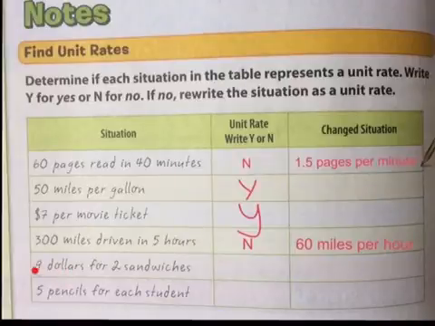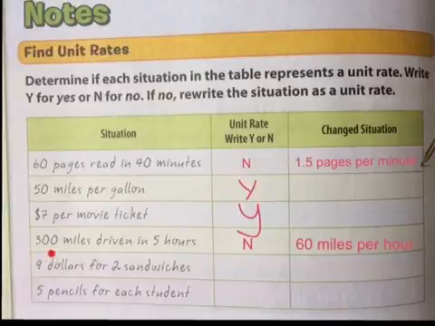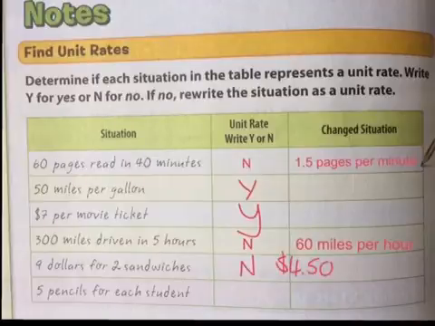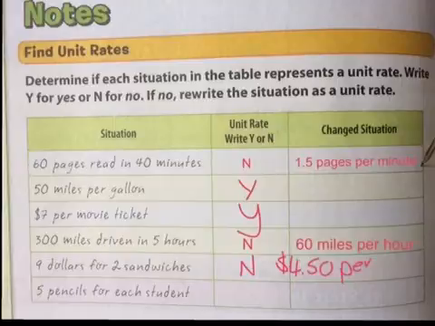Right? $9 for 2 sandwiches. What about for 1 sandwich? Well, we divide this by 2 to see how much 1 would be. But so clearly this is a no. And I know that when I divide 9 by 2, it's going to be $4.50, right? Per sandwich. Or you could write each as well.